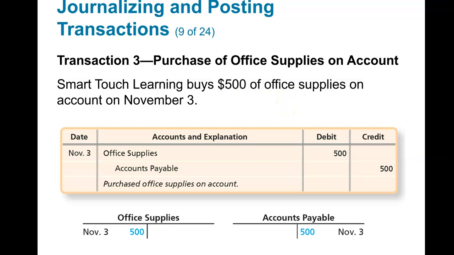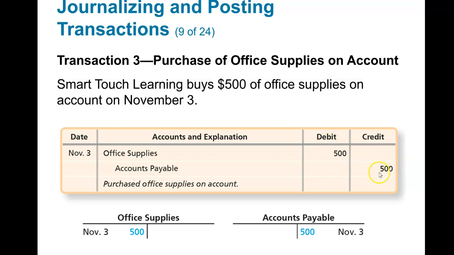Well, office supplies, I'm gaining office supplies. Office supplies fall under assets. Assets increase with the debit. So right here, office supplies are debited, $500. The other is my debt or obligation. Remember, we call those accounts payable. So I owe the supply company money. That's a credit. Accounts payable is credited $500.